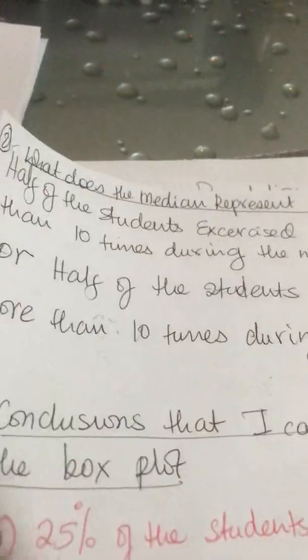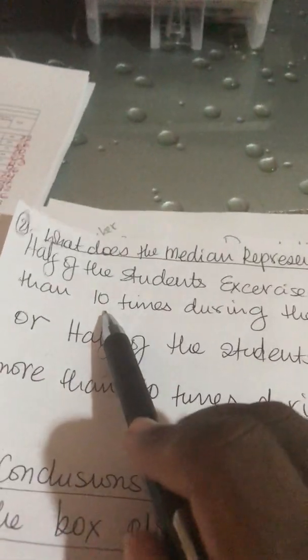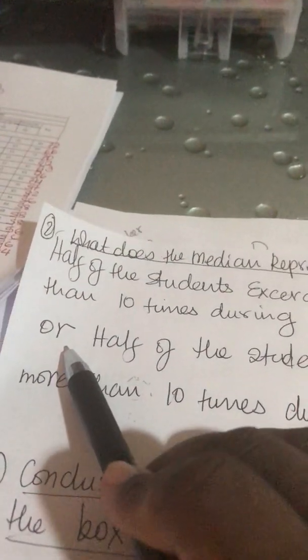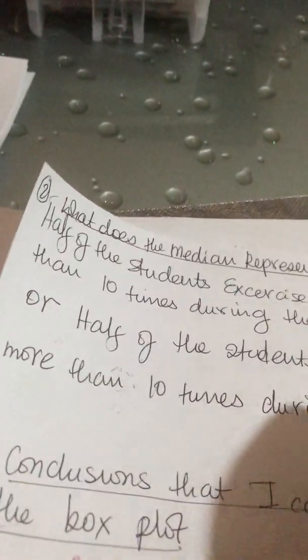So you're saying half of the students who came to Mr. Amar's class exercised fewer than 10 times, or half of the students exercised more than 10 times. So you will write two sentences, one to describe the lower half and the other one to describe the upper half. When you go to the left of your median, you say fewer than. When you go to the right, you say more than. Because the numbers on the left are less than, and the numbers on the right are greater than.